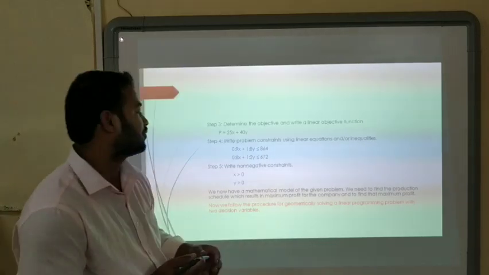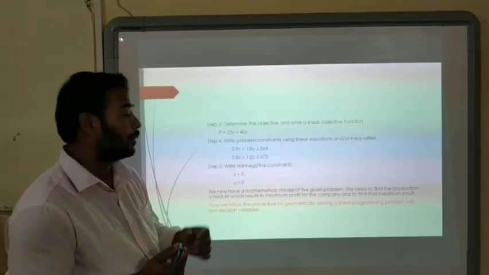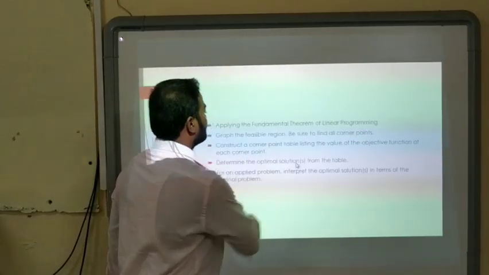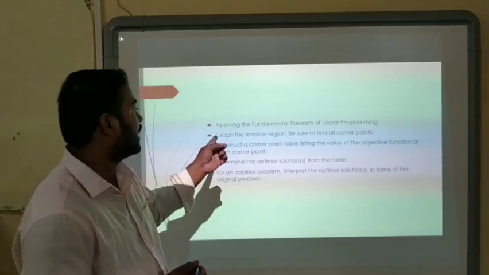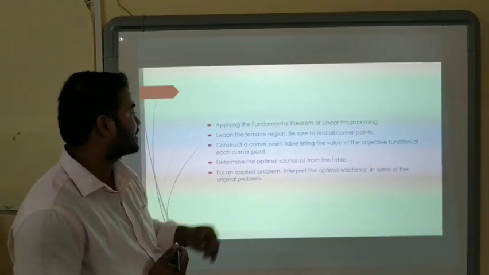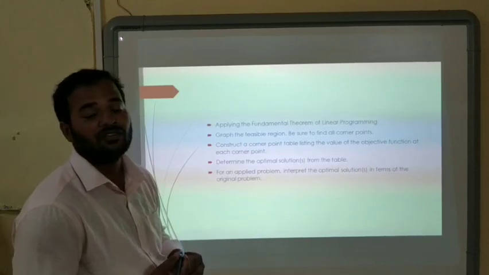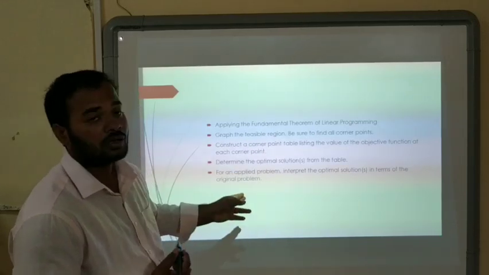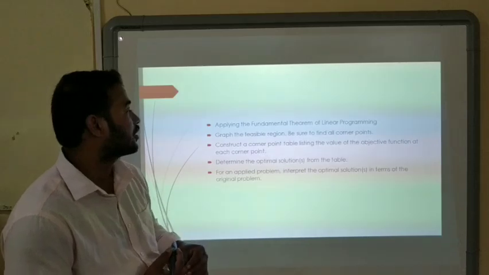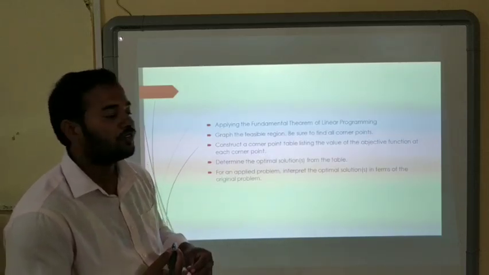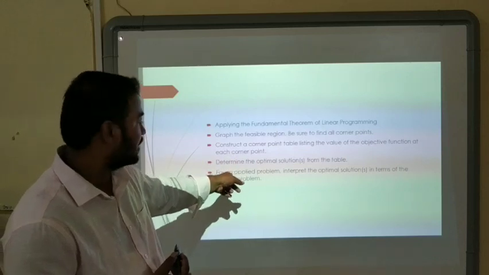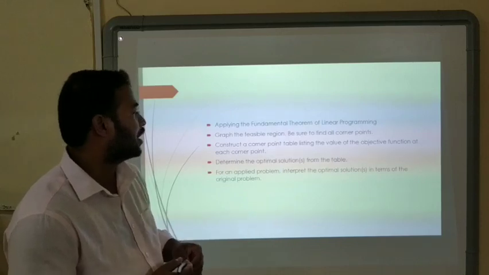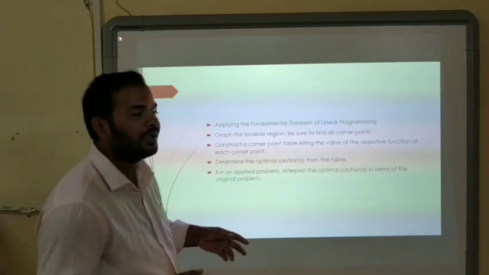Now we follow the procedure for geometrically solving a linear programming problem with two decision variables. First, we apply the fundamental theorem of linear programming. Next, we graph and identify the feasible region, where all the corner points are made. Then we construct the corner point table, listing the value of the objective function at each corner point. In the fourth step, we determine the optimal solution from the table. Next, we interpret the optimal solution in terms of the original problem.